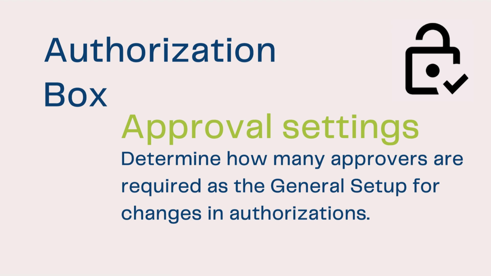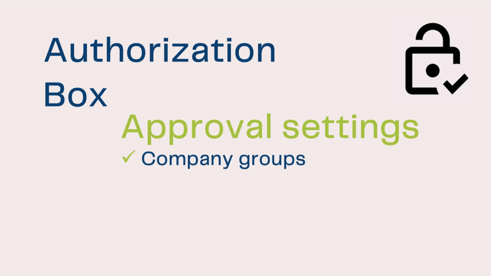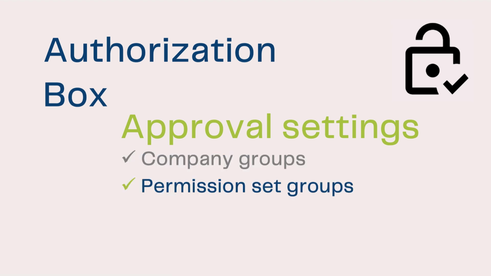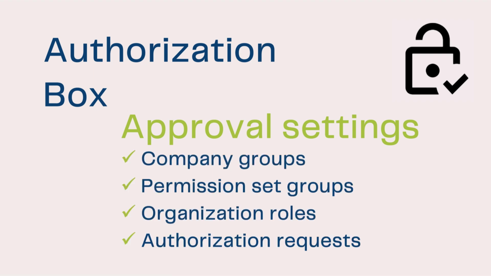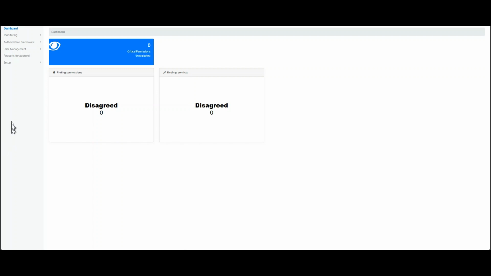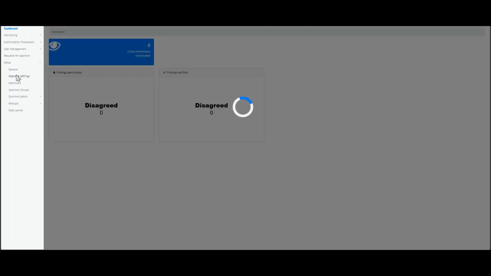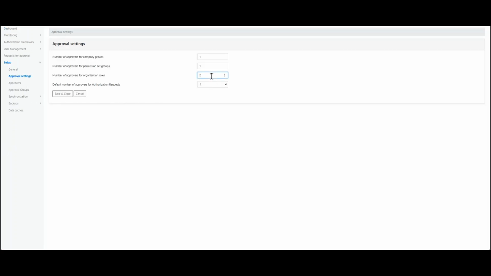Approval settings. The approval settings allow you to determine how many approvers are required as the general setup for changes in authorizations. There are 4 different types for approval setup: company groups, permission set groups, organization roles, and for authorization requests. In this video, we are going to set up the default of 2 approvers for organization roles and 1 approver for the other types.